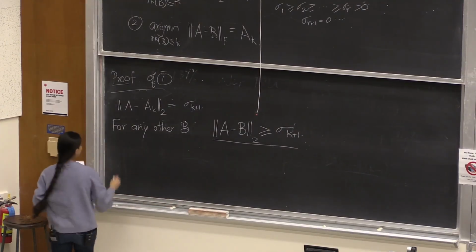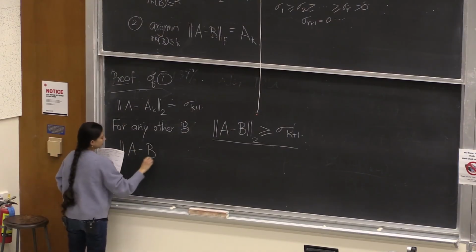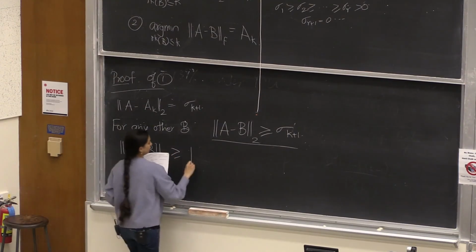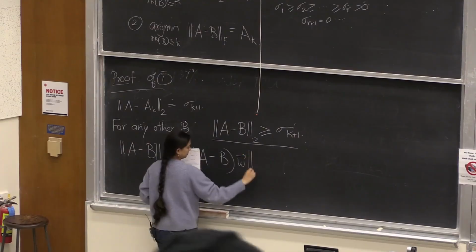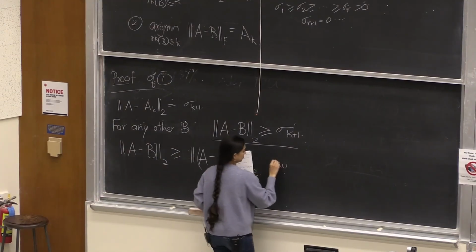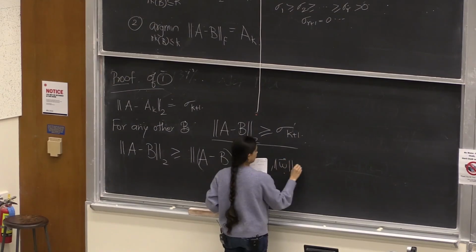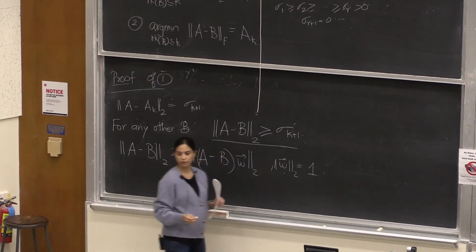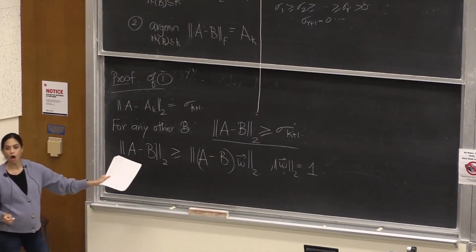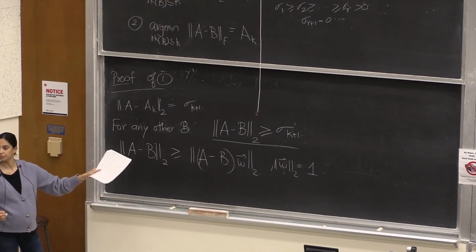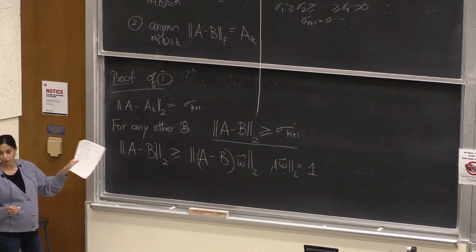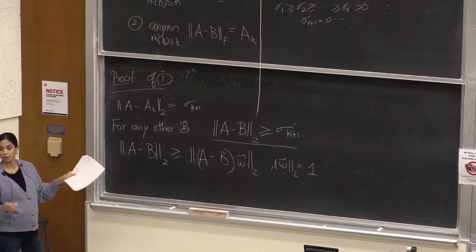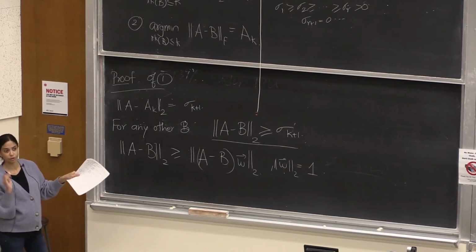What can we in fact say? We can say that the 2 norm of A minus B is always greater than or equal to the following vector norm, where w is any unit vector. Just by the very definition of the spectral norm, we know that this is true. Everyone remember this? If you don't remember it, you should be looking at your notes from last week and trying to remember this.